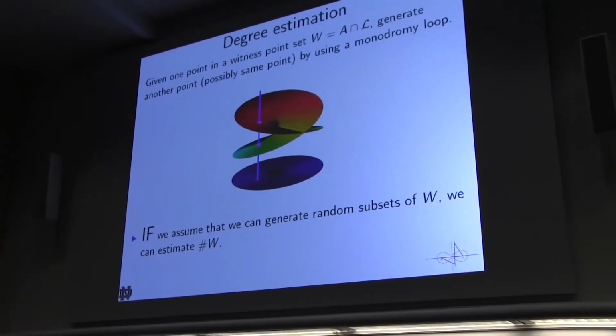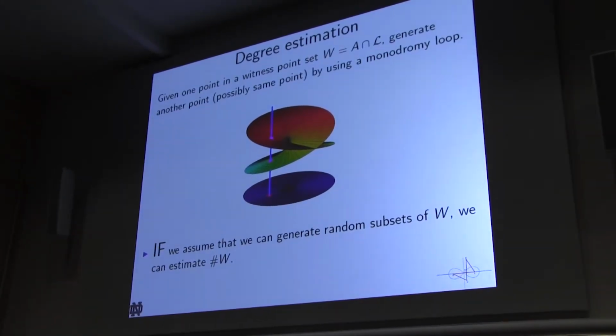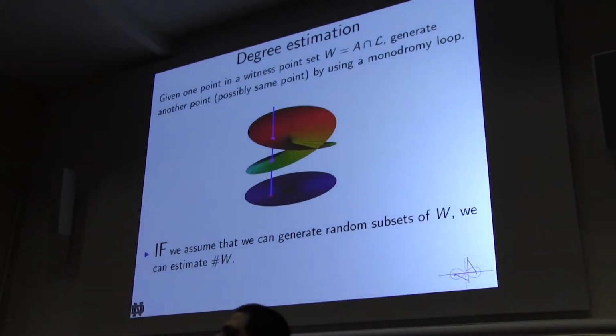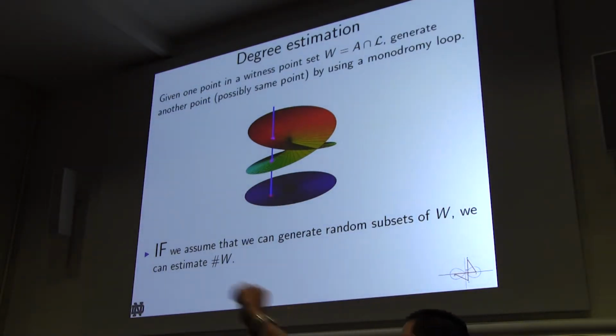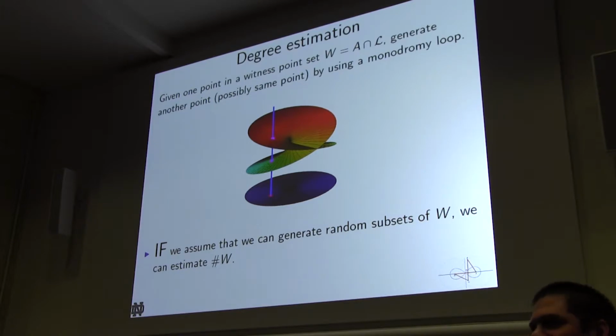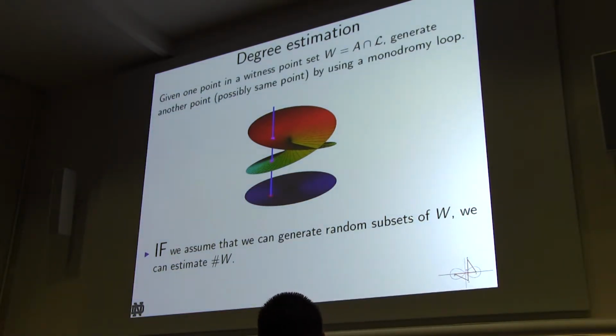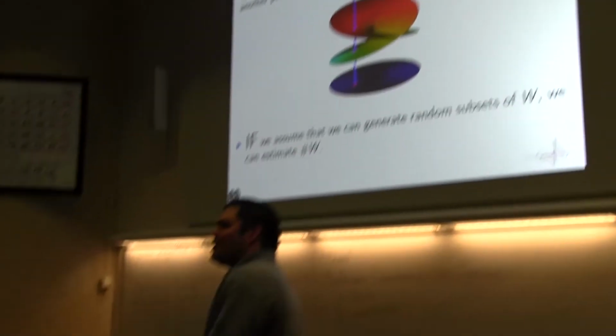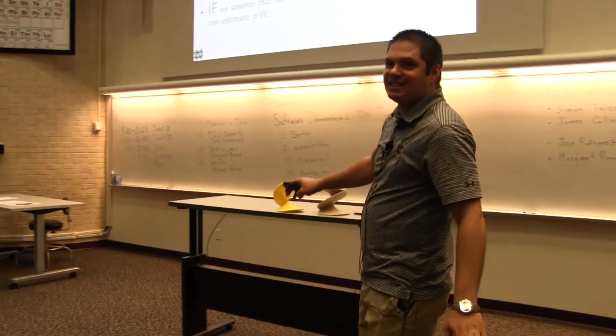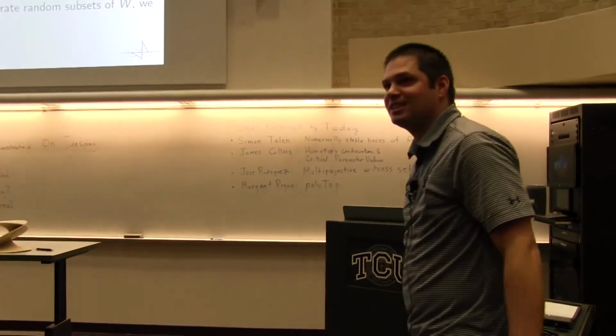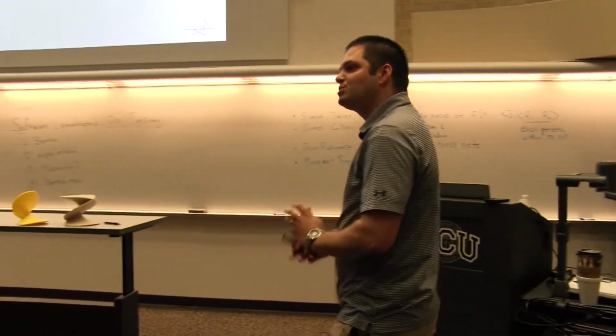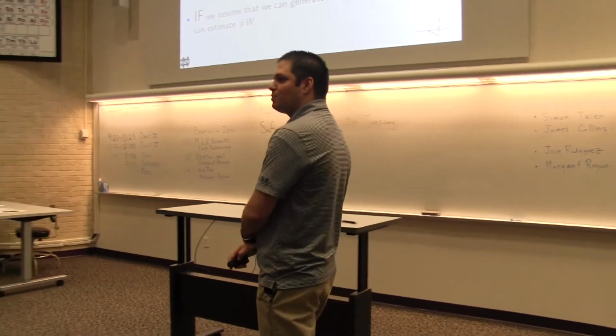I can assume anything I want. Okay, so let's assume that if I take a finite set of points and I go around, I get a random subset of the same witness set. So assume that I can generate random subsets of the witness set. Don't crucify me. I know I cannot do this. But let's just make believe we can. How could we use that to estimate how many total points there are?